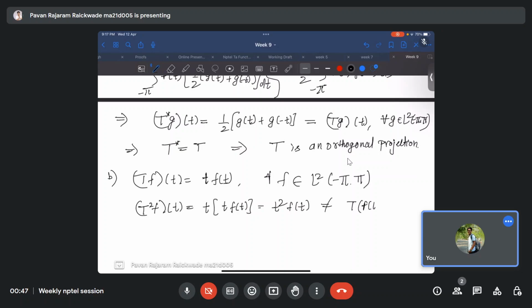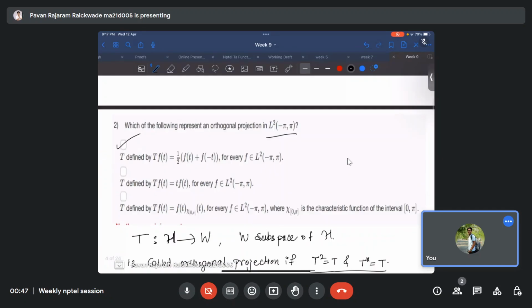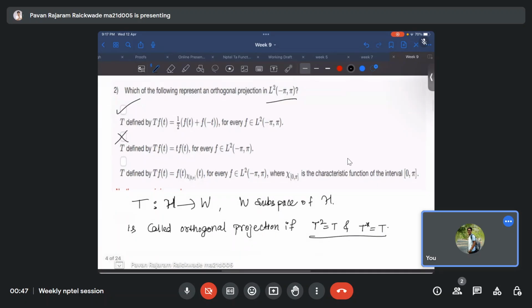Just say that's T squared. So from this we can directly say that T is not an orthogonal projection. It's basically not a projection. Okay, so option B is wrong, and let's see option number C.